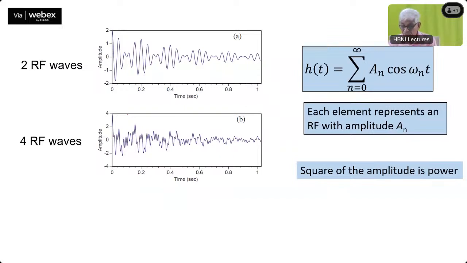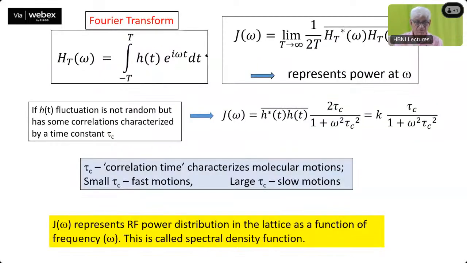And the square of the amplitude is power. This we know. If I have 2 h1 cosine omega t, as we indicated for the externally applied RF, then h1 squared is the RF power, right? In the same way, A n squared will be the RF power. The square of the amplitude is power. Now I write the Fourier relationship in a continuous form. If I want to do it, I write it in this manner.